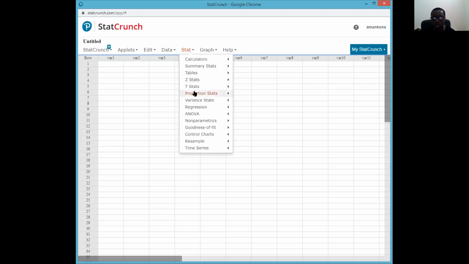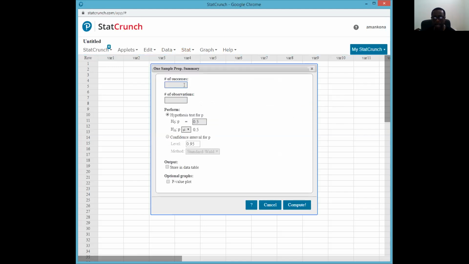So here I'm going to go to Proportions, One sample, With summary. What is our number of successes? It was 190, and n was 280. Then my hypothesis is the same, 0.5. So let's calculate that.